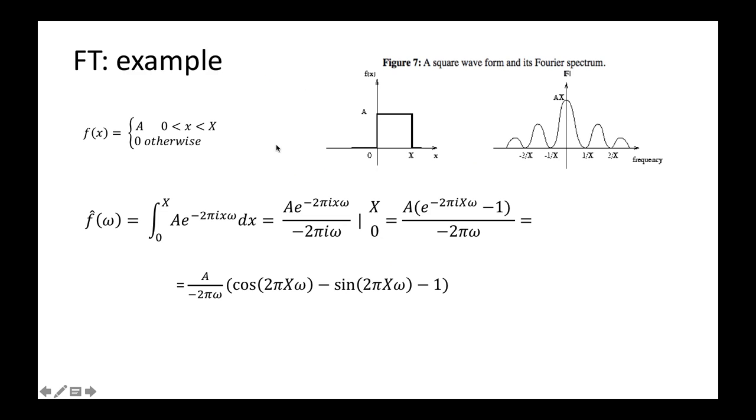It's a very simple example because this function is 0 everywhere except on the interval from 0 to capital X. And let's calculate the function of frequencies f hat. F hat is equal to just this integral. It's all about integrating. We plug in the function: on the interval from 0 to capital X, f of x is equal to A. We calculate this integral and get our Fourier representation. And for example, this is the Fourier spectrum of this function.